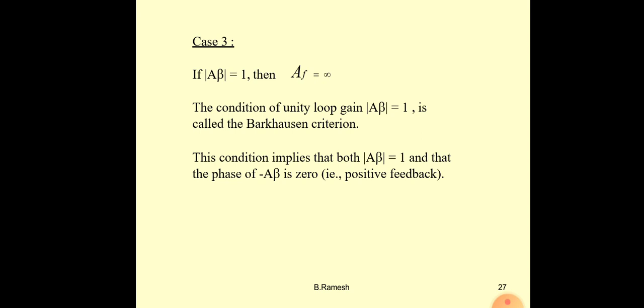1. A beta is equal to 1 means when your feedback voltage equals the input voltage. So that becomes A beta is equal to 1. That is one condition of the Barkhausen criteria. Then the gain of the feedback amplifier becomes infinity. The condition of unity loop gain is called the Barkhausen criteria. This condition implies that both the magnitude of A beta is equal to 1 and the phase of minus A beta is 0.